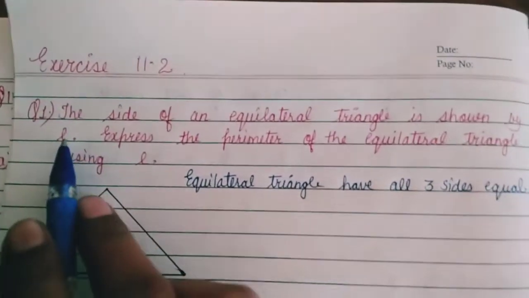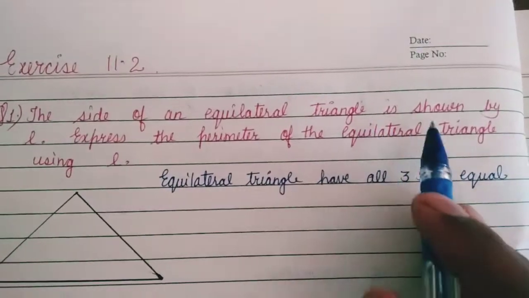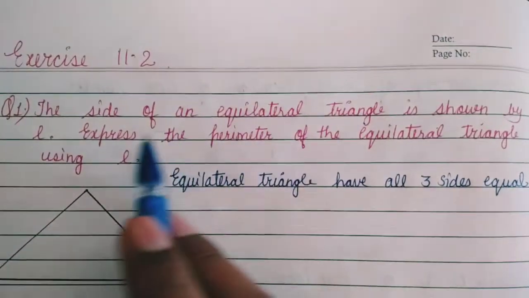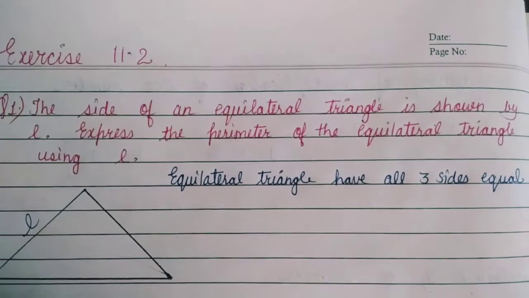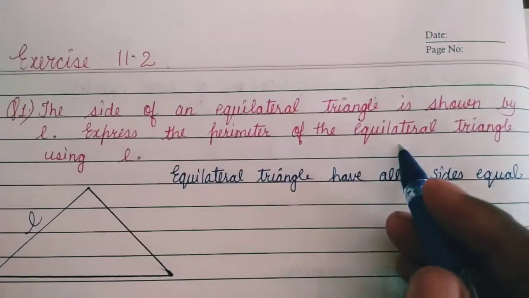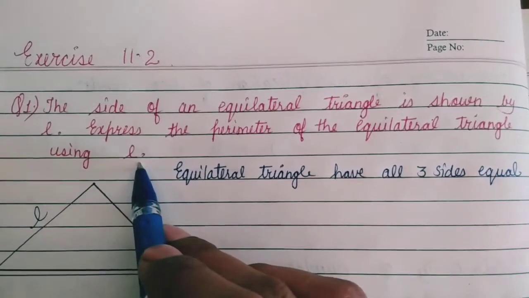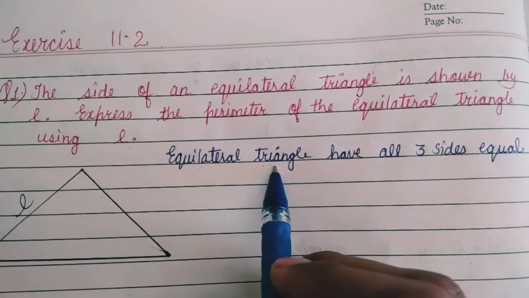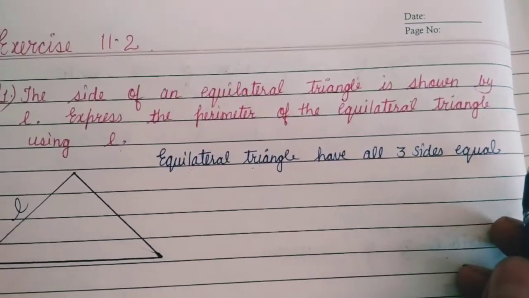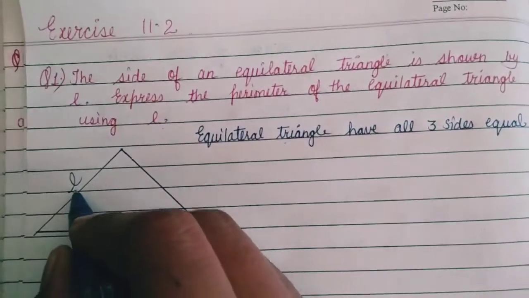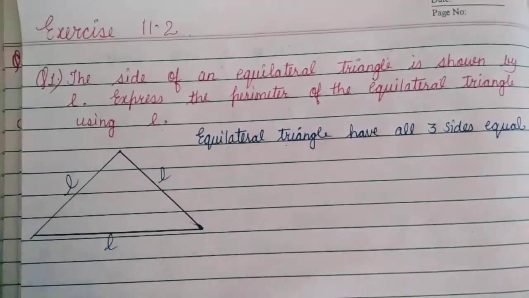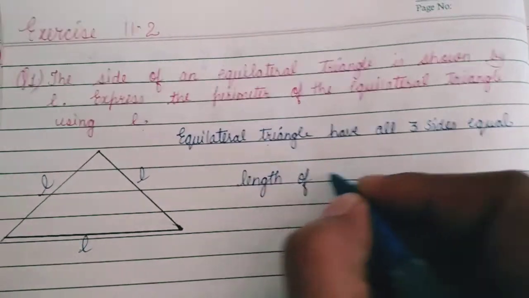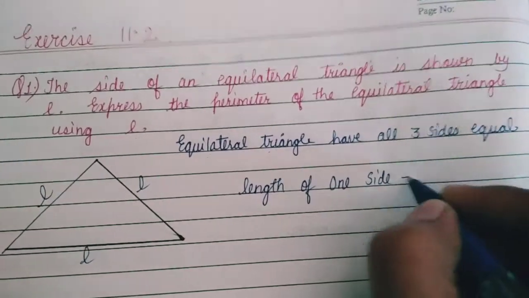Its first question is, the side of an equilateral triangle is shown by L. So what figure we have? Equilateral triangle whose sides are shown by L. Express the perimeter of the equilateral triangle using L. So firstly we have to see what is the meaning of equilateral triangle. Equilateral triangle is the figure whose all three sides are equal. If here is L, so here is also L and here is also L. Okay, so length of one side is L.